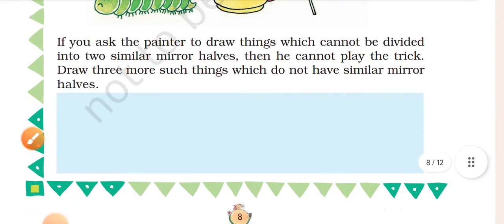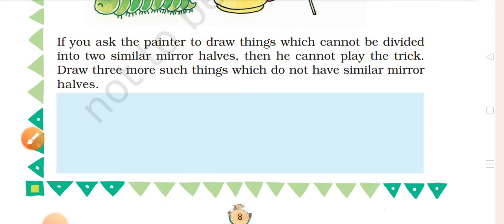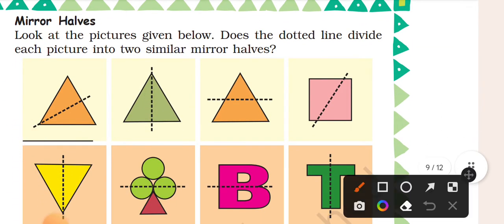Also in our India's flag, he cannot repeat the trick. It has white color in the middle, orange and green. So he cannot divide the flag. Same for many things. Mirror halves. Look at the picture given below. Does a dotted line divide each picture into similar mirror halves? Yes, it is a half.